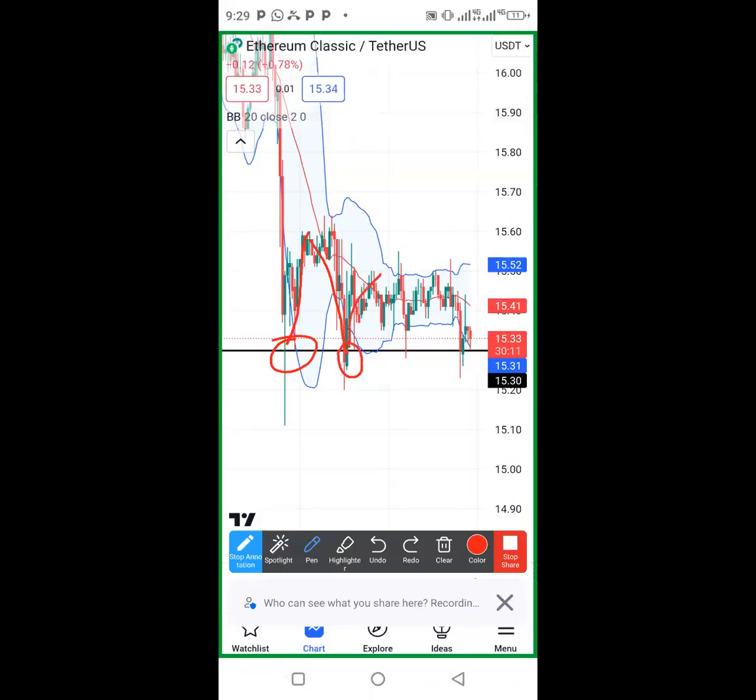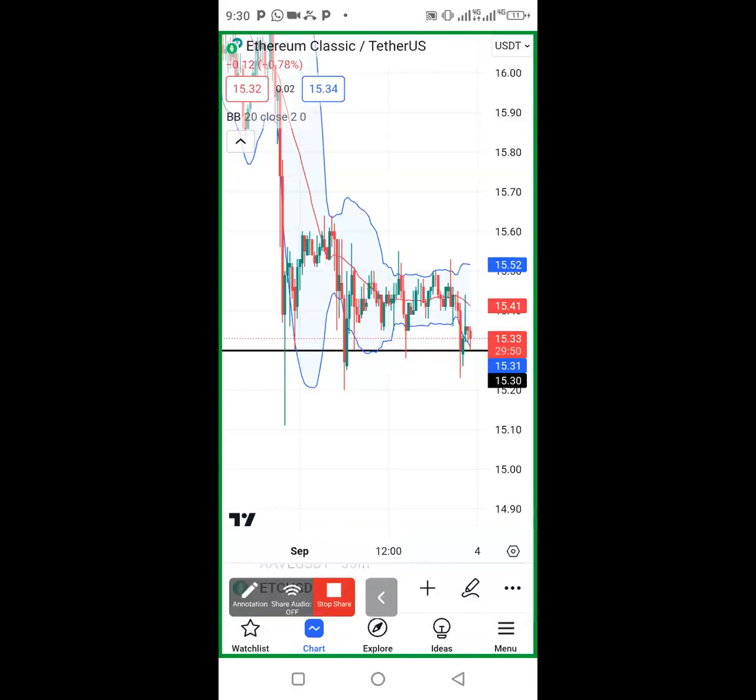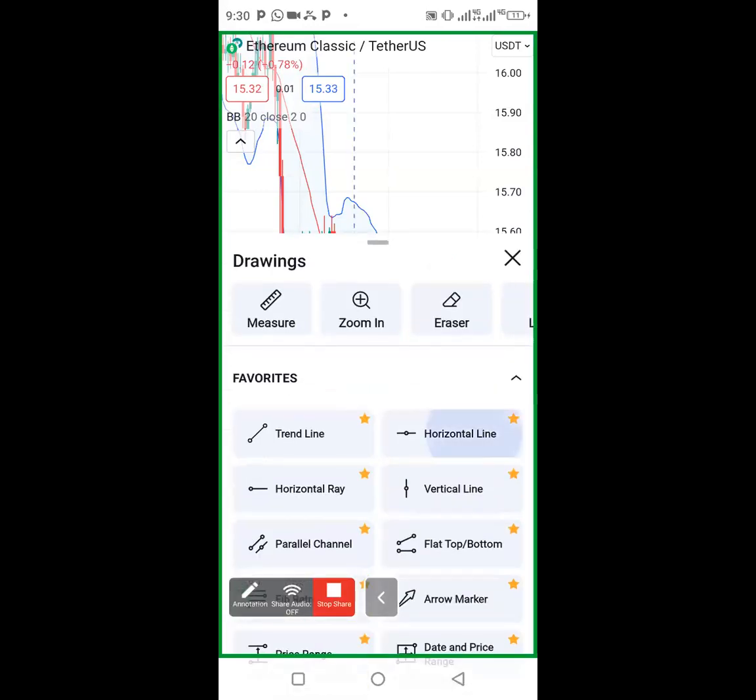Go up again. Came down again to touch this area. 3. Go up again. Came down to touch this area. 4. See it? This is what we refer to as support. It's where it can bounce more than once or more than twice. That's my support. I want to go back again to pick my price horizontal line for my resistance.